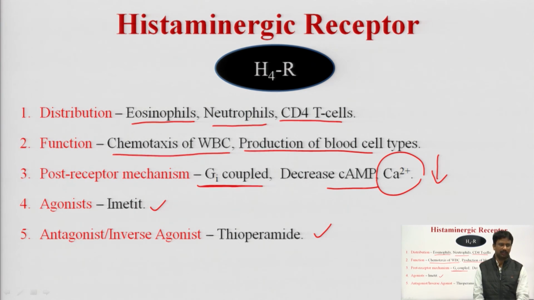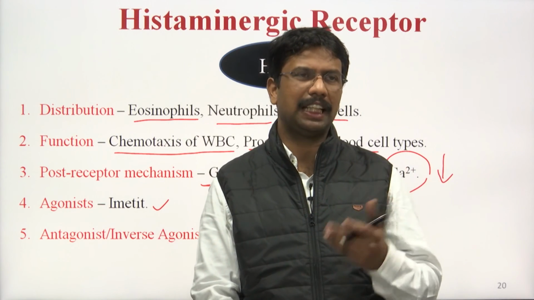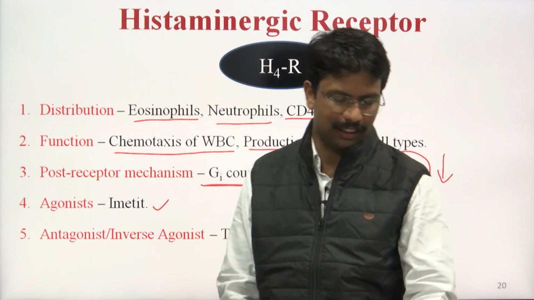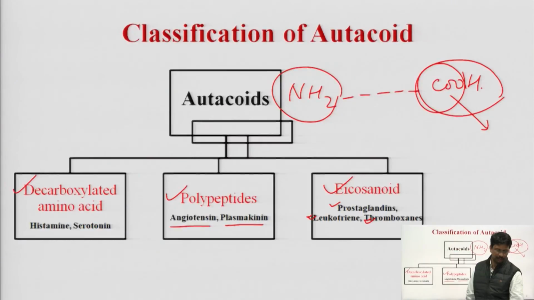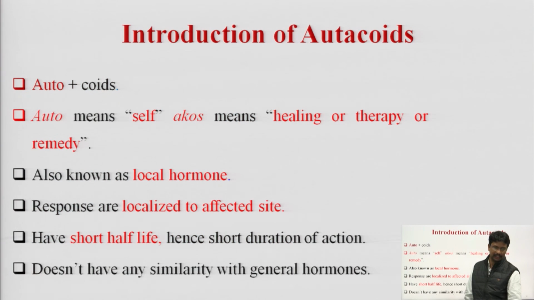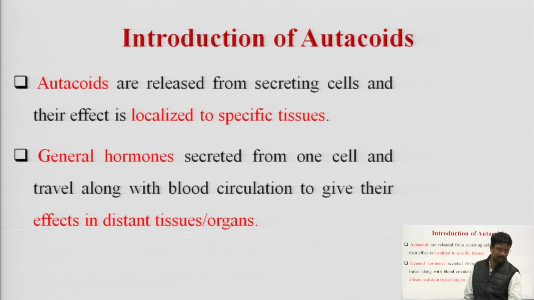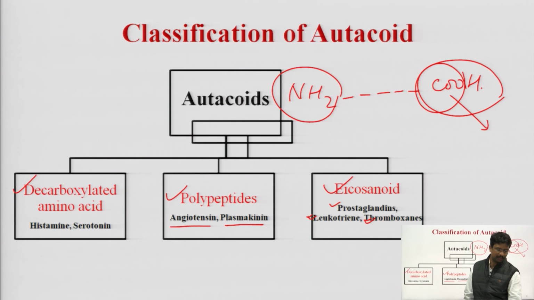So, let us take a recap. What have we discussed today? Starting from the autacoids: autacoids are agents known as local hormones and having a short half life. Generally, what types of autacoids do we primarily have to study? These are the list of autacoids: histamine, serotonin, angiotensin, bradykinin, prostaglandin, leukotriene and thromboxanes.